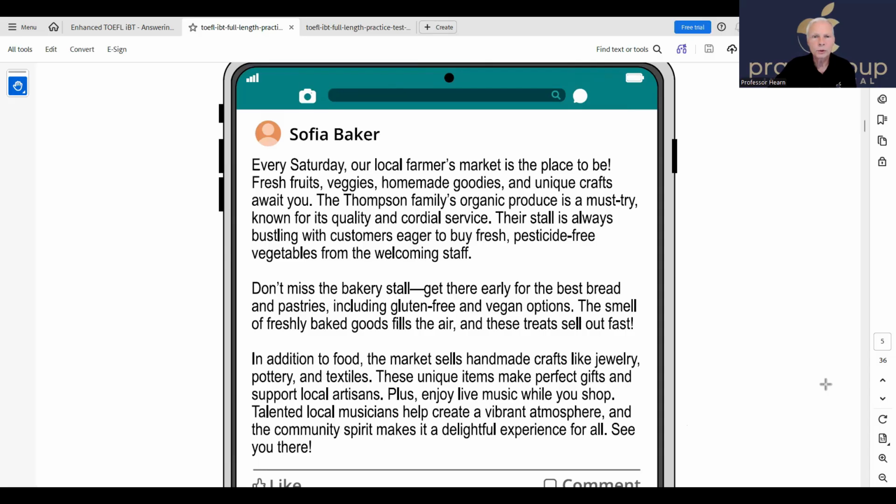So let's switch to the other phrase that we're looking for, and that is bakery stall. Do you find bakery stall? Easily. In the next paragraph, it states clearly, "Don't miss the bakery stall." What else does the sentence say about the bakery stall? "Get there early for the best bread and pastries, including gluten-free and vegan options." Now let's take our clue and go to our choices and eliminate those that are different from what's stated in the passage or not mentioned at all.